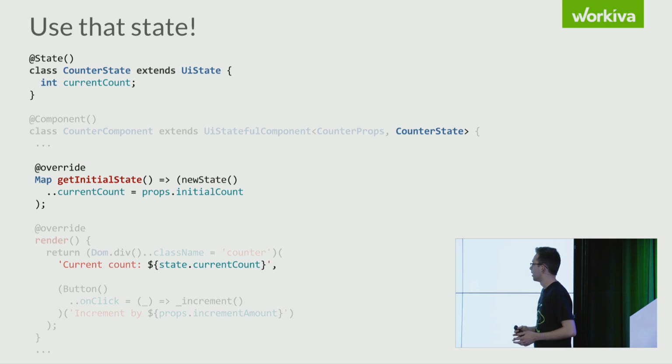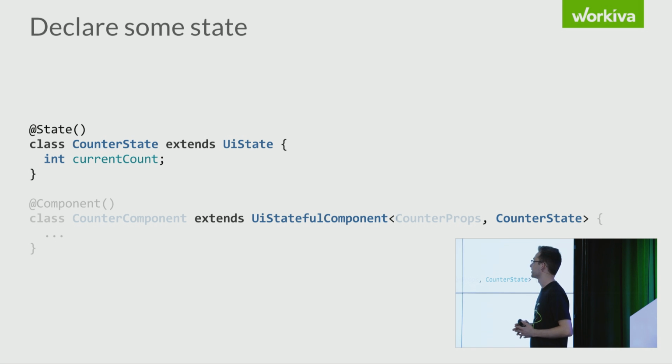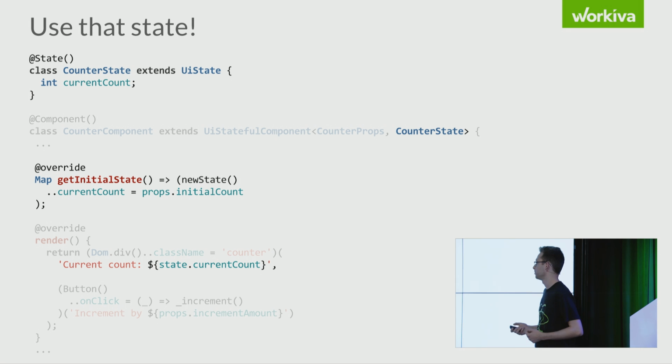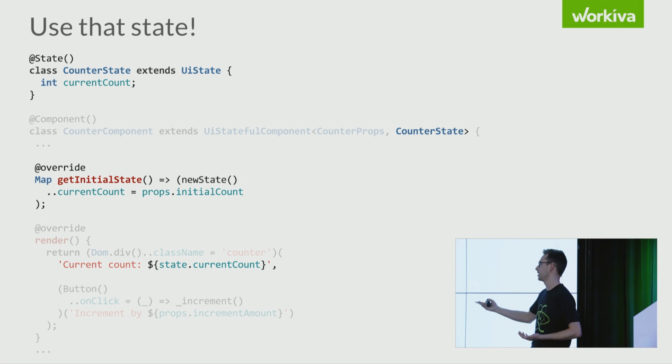And so, I went too fast. And so in the state, we're going to declare a current count field, and that'll be a state key value pair that keeps track of the current count of the button. So now we can consume that. You'll see in the container, we're string interpolating state.currentCount, just like we did with props, so we can display to the user what the current count is.